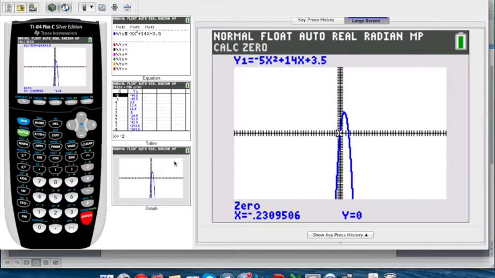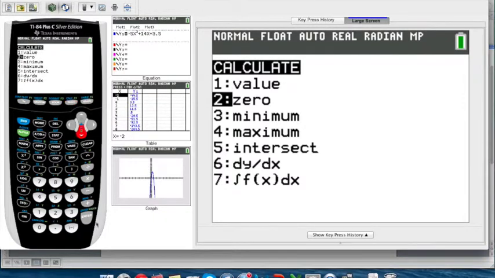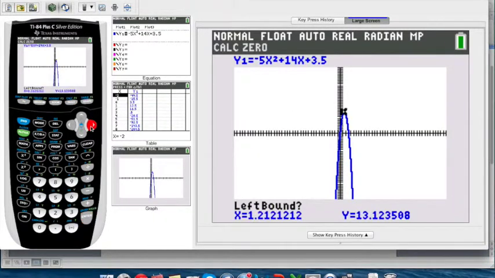Now, this doesn't make sense because you can't have a negative time in this type of situation. You can't rewind time. Anyway, let's move on. This data doesn't make sense. Now let's find the other point when y is equal to 0.